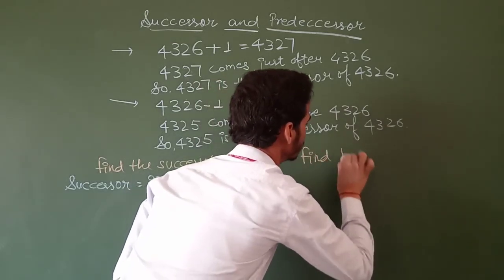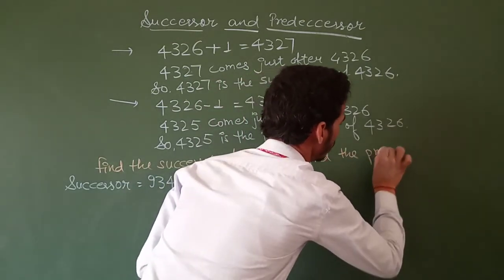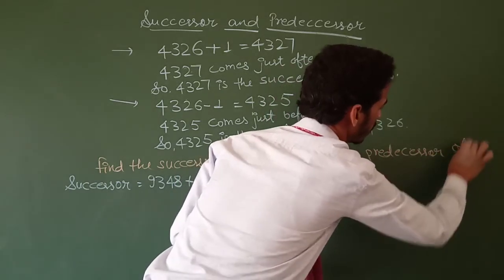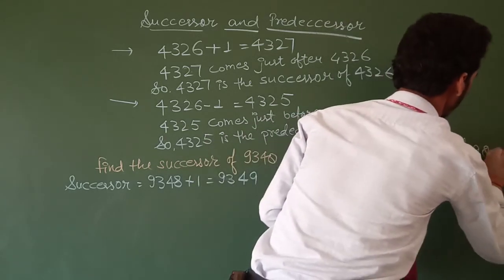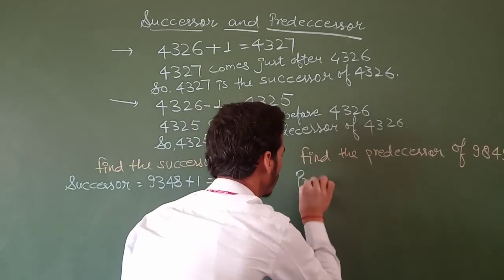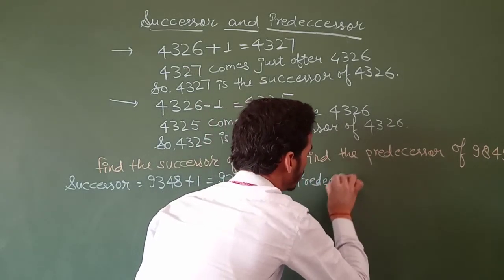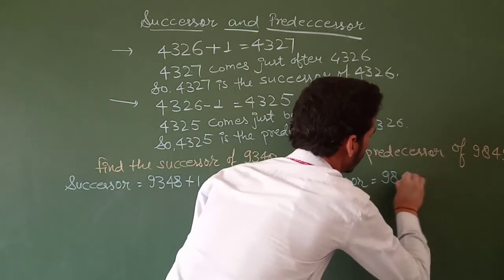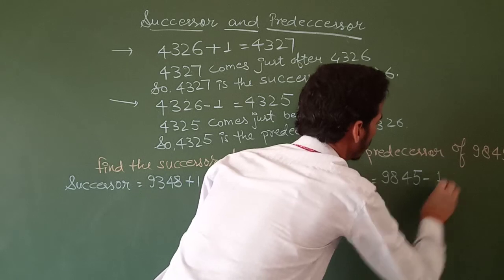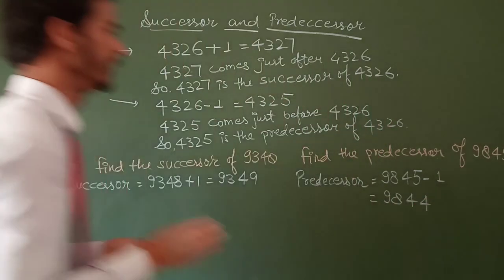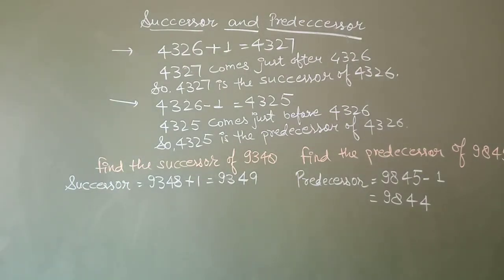Okay, and now we have to find the predecessor of 9845. So the predecessor will be 9845 minus 1, that is 9844. So we can say that 9844 is the predecessor of 9845.